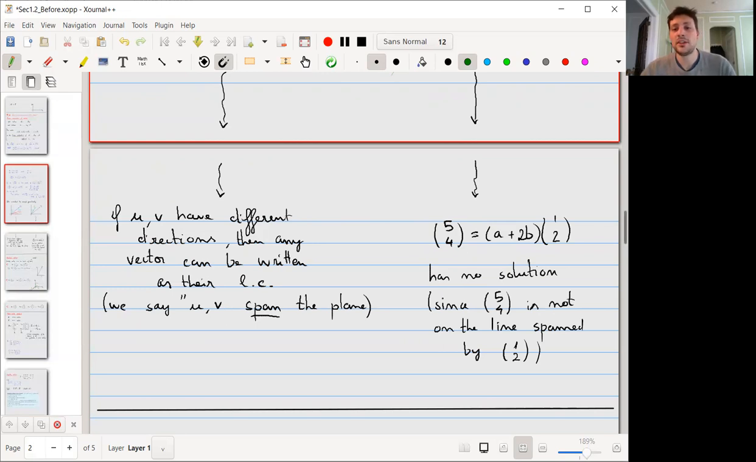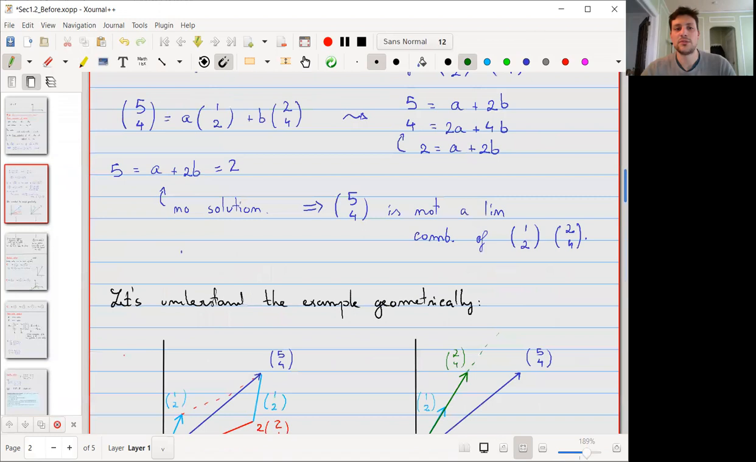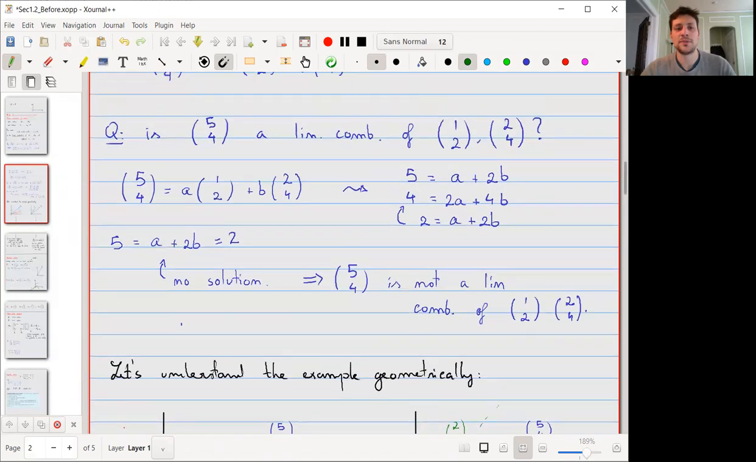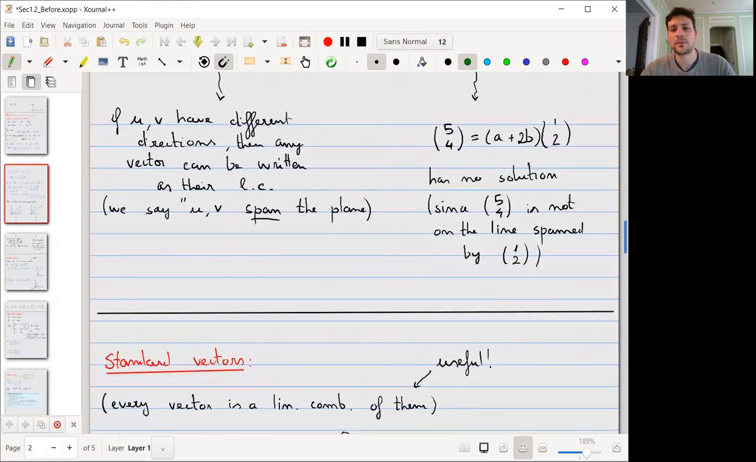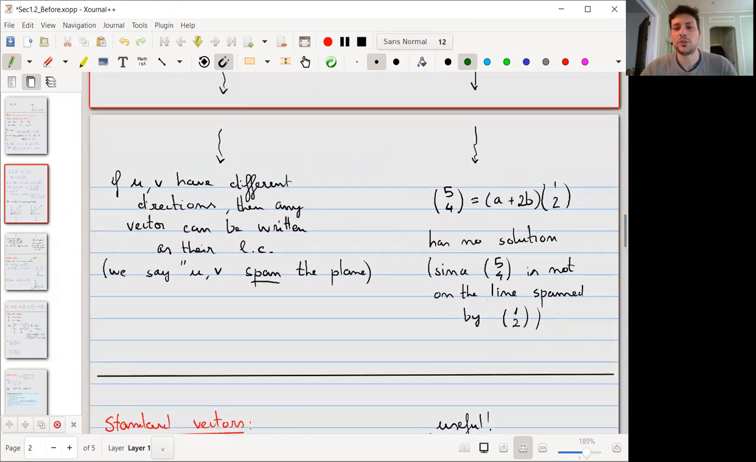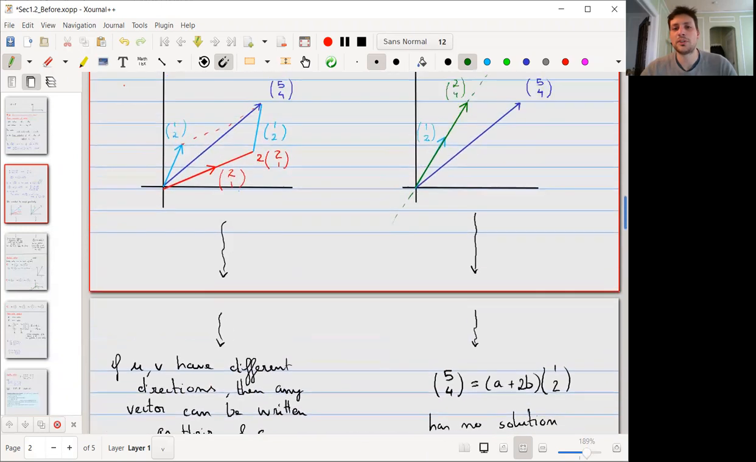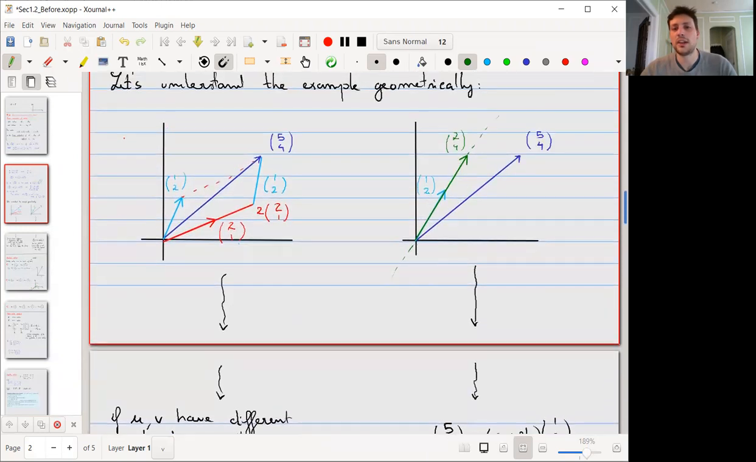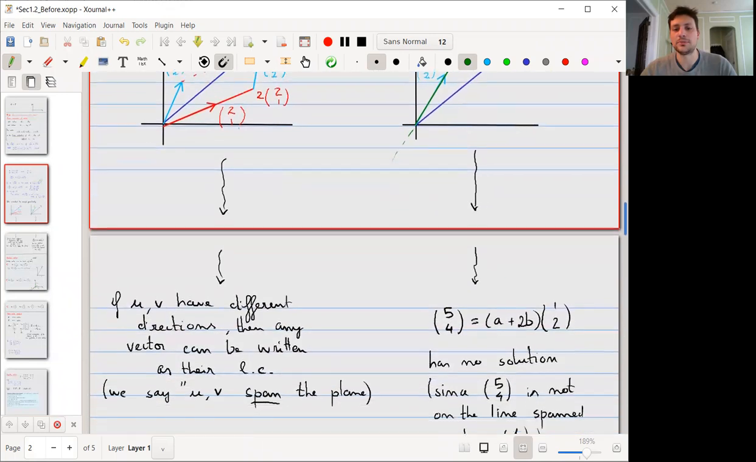In this other case, we have the system of equations that I rewrote like this: 5, 4 is equal to a plus 2b times 1, 2. If we move up here, you should notice that this 2, 4 is nothing but twice the vector 1, 2. This system has no solution, and that corresponds to 5, 4 not being on the line spanned by 1, 2 and 2, 4.